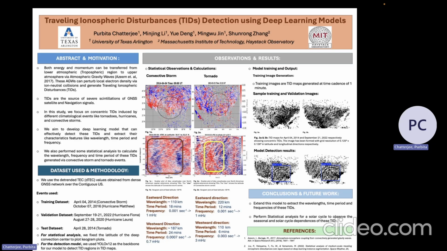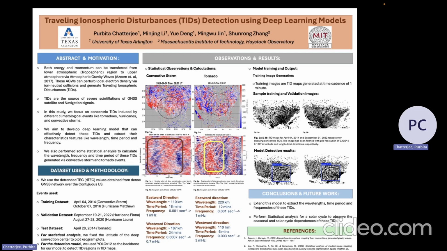When these AGWs in turn reach the ionospheric heights, they can perturb the local electron density there via ion-neutral collisions, and this generates perturbations which are referred to as traveling ionospheric disturbances, or TIDs.